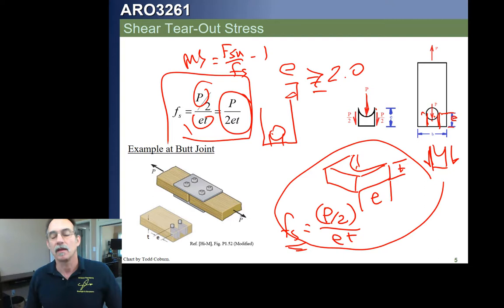Okay. In this little picture down here, you see we've got the same thing, but this time that force is divided. We've got two fasteners. The force comes through this. It goes to these two fasteners. So actually we have half the force on each of these, and half of that half is on each of these little areas. So it's P over 2 over 2 over ET.